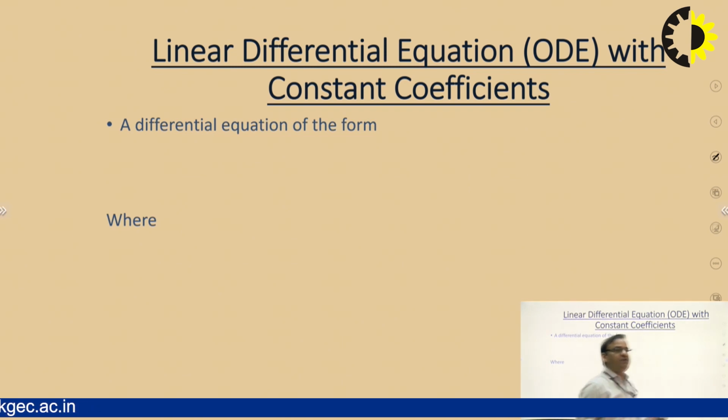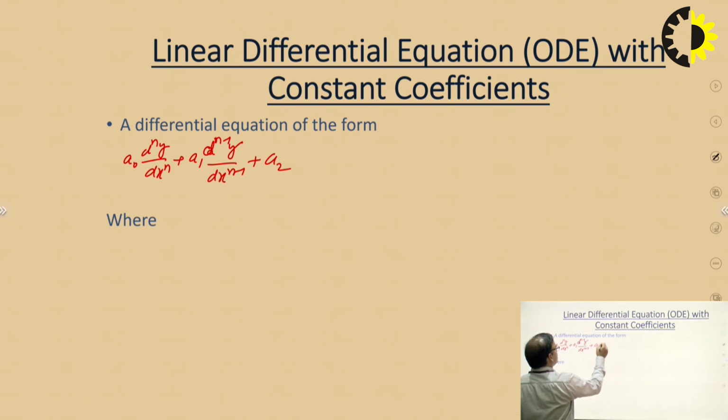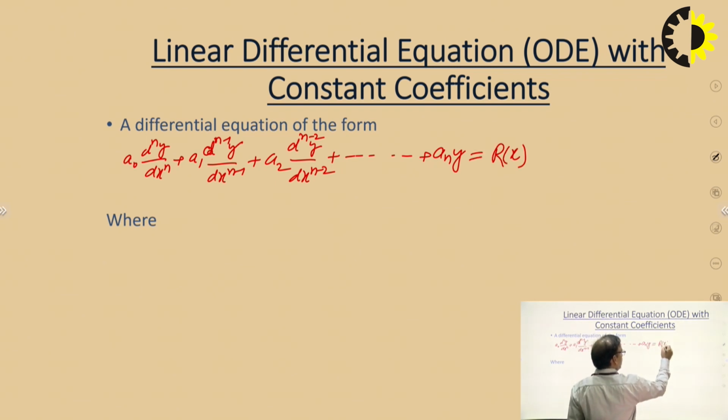Then next is the linear differential equation of the constant coefficient type. So here we are going to consider the linear differential equation of the constant coefficient type. A differential equation of the form a naught d raised to power n y over dx^n, plus a1 d^(n minus 1) y over dx raised to power n minus 1, plus a2 d^(n minus 2) y over dx raised to power n minus 2, and so on, plus a n y is equal to any function R(x), right?